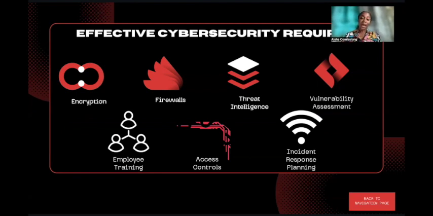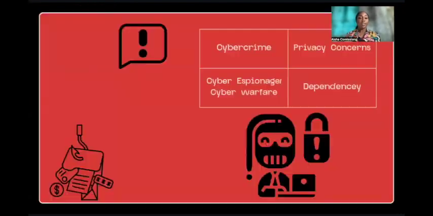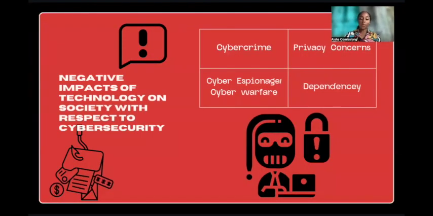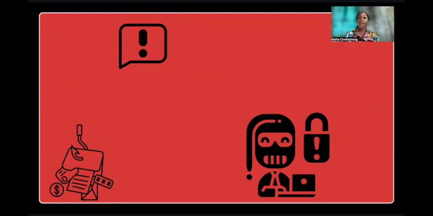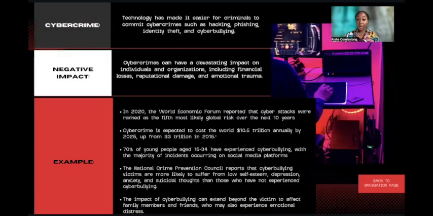Now, here are some negative impacts of technology on society with respect to cybersecurity. In discussing this topic, we're going to talk a bit about cybercrime, cyber espionage, cyber warfare, privacy concerns, and dependency. Now, as it pertains to cybercrime, technology has certainly made it easier for criminals to commit cybercrimes such as hacking, phishing, identity theft, and cyberbullying, as was previously mentioned. These cybercrimes can have a devastating impact on individuals and organizations, including financial losses, reputational damage, and emotional trauma.